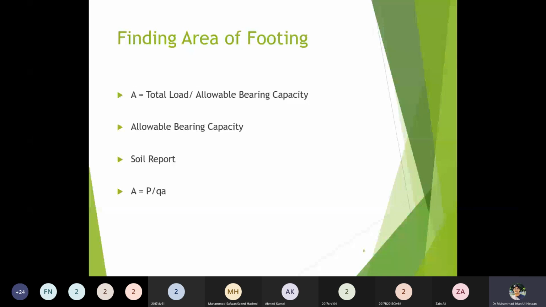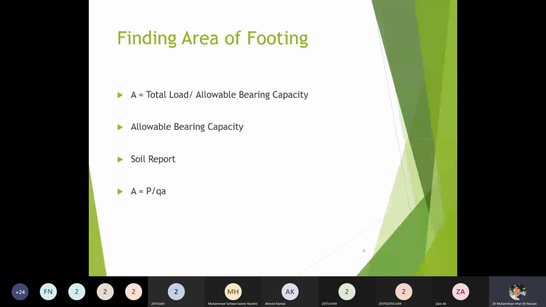The reason is that the factor is applied to the bearing capacity, and we cannot apply a lot of factors. If we apply a factor to the load also, it will be a very costly design. So the factor of safety is applied to the allowable bearing capacity.